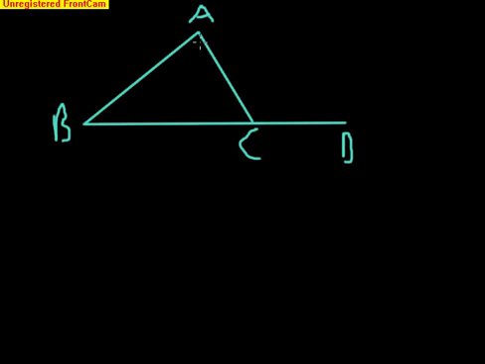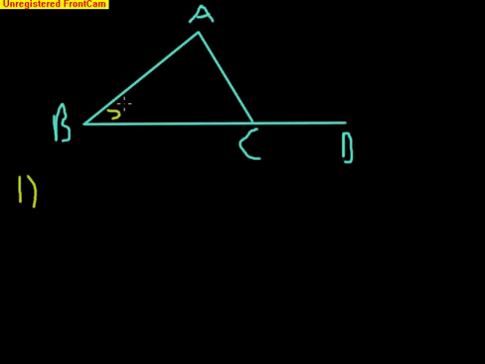We have a triangle ABC. Side BC is extended to form BCD. The first property that we are going to look at is that the sum of the angles of a triangle adds up to 180 degrees.